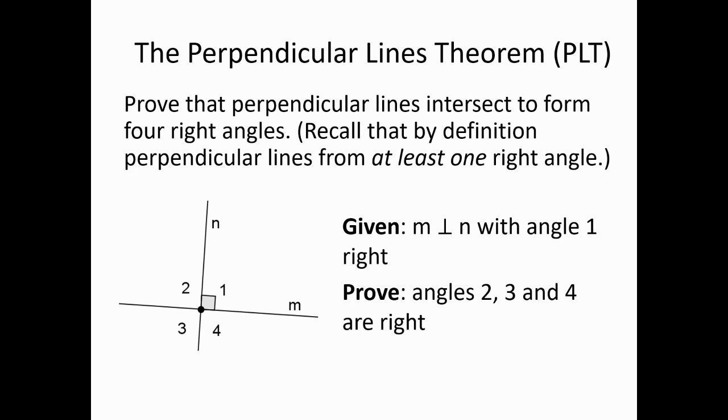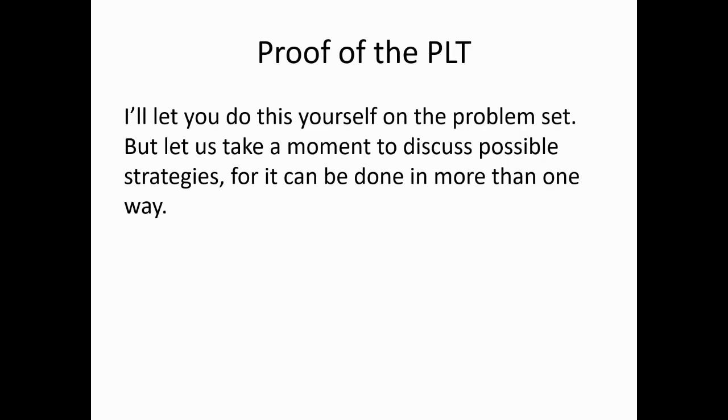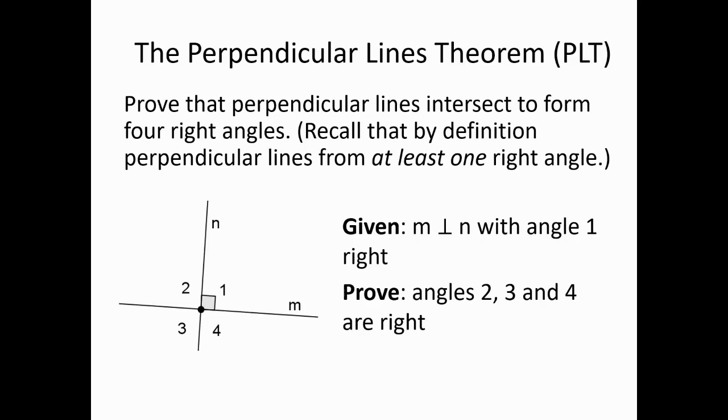Okay, so here's a diagram. We've got 2 lines that intersect. They make 4 angles, of course, and we assume that at least one is right. And we'll call that one that we know is right, angle 1. So there's the given: m perpendicular to l, with angle 1 right. That's the one we know is right. And we wish to prove that the other angles are right as well. Okay, so let's talk a little bit about the strategy here. I'll go back to the diagram here in a second. But there are multiple strategies, like it's said in that next slide, that one can pursue.